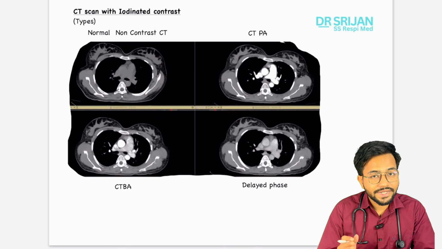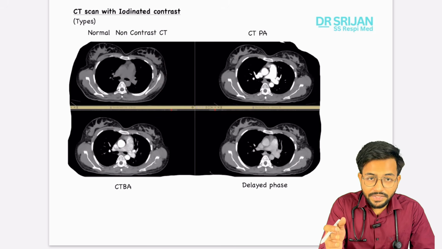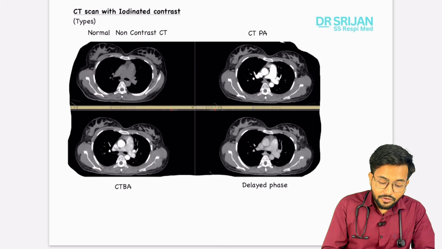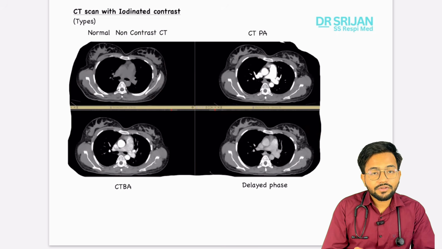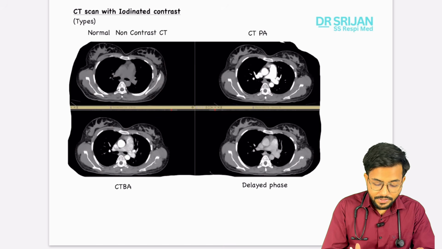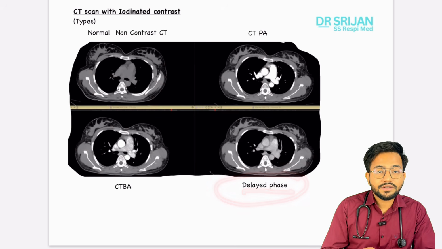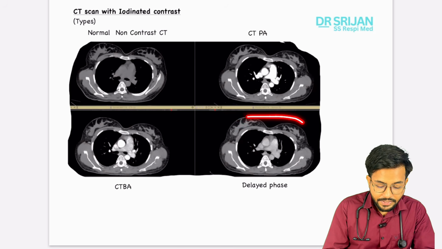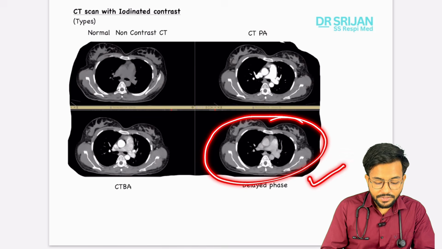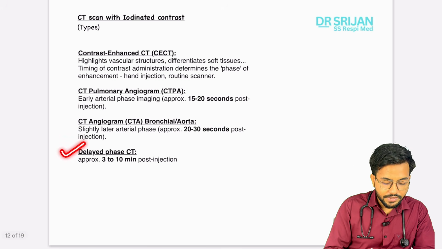I'm not talking about seconds, I'm talking about minutes. So if you're waiting for around 3 to 10 minutes and let all the contrast equally distribute, we call this the equilibrium phase or the delayed phase, where all the contrast has equally distributed in all the vessels, then we will get a picture like this. This is known as equilibrium phase or delayed phase. This is what I was talking about.